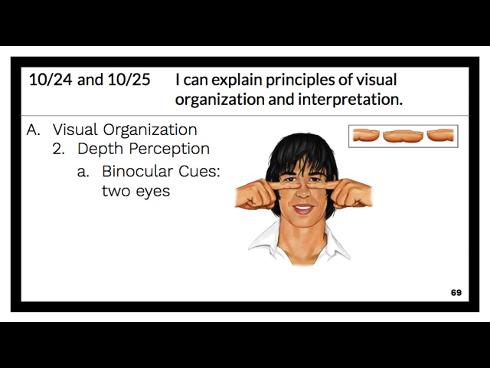And what we have to remember with binocular is that there are 2 eyes. So with binocular cues, there are two eyes and there are two cues. The first one is retinal disparity. Okay, how many of you have tried this before?